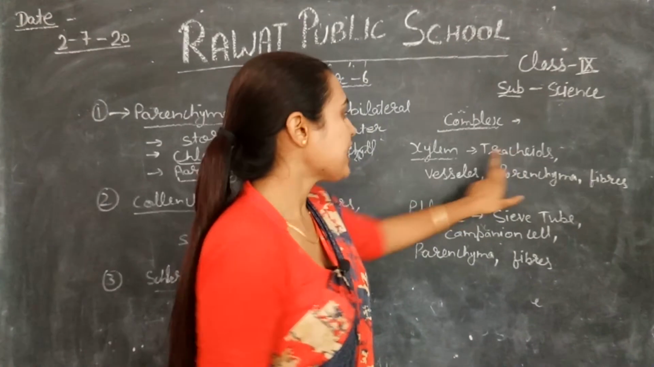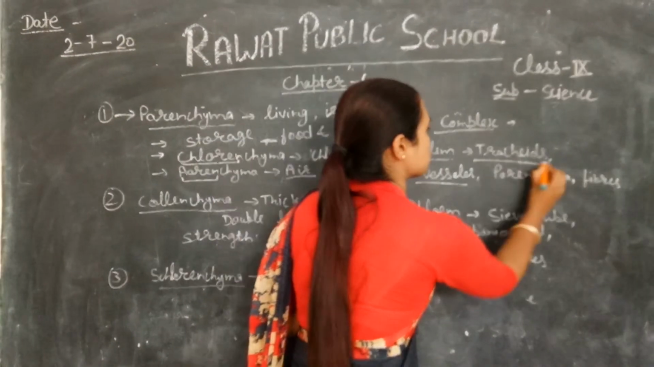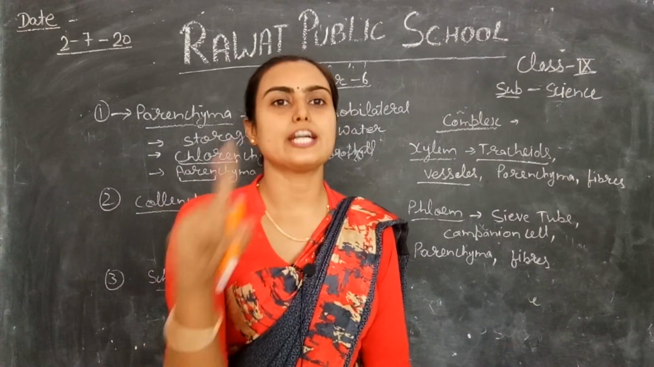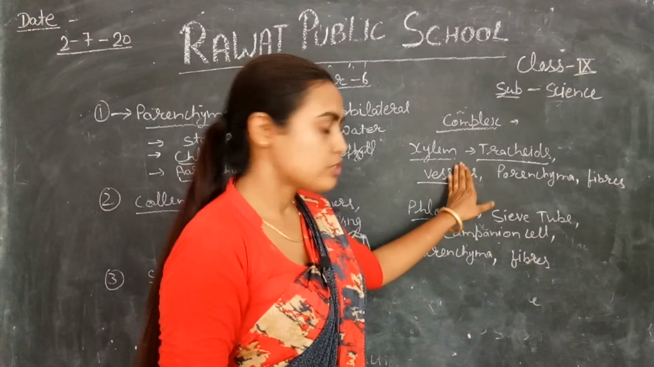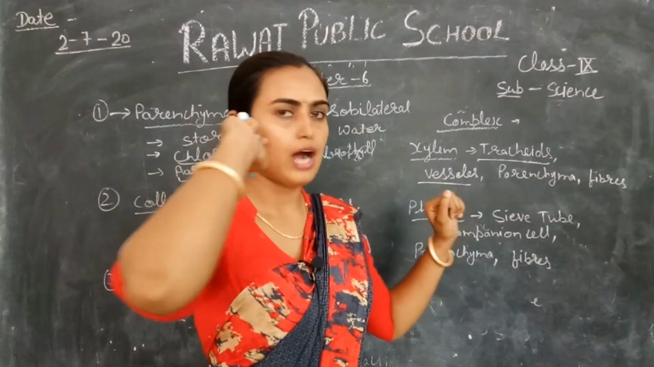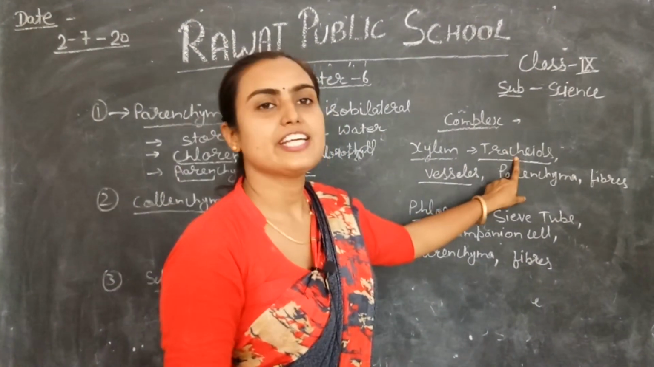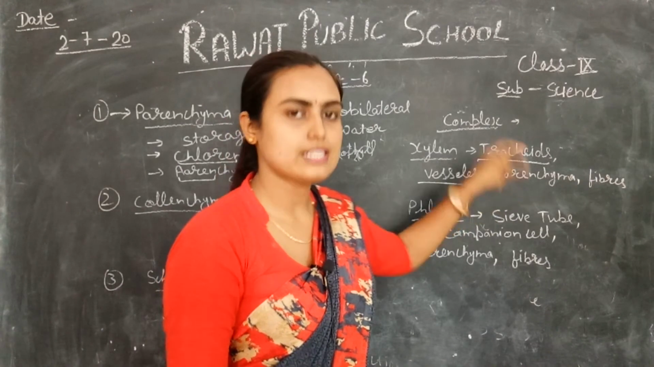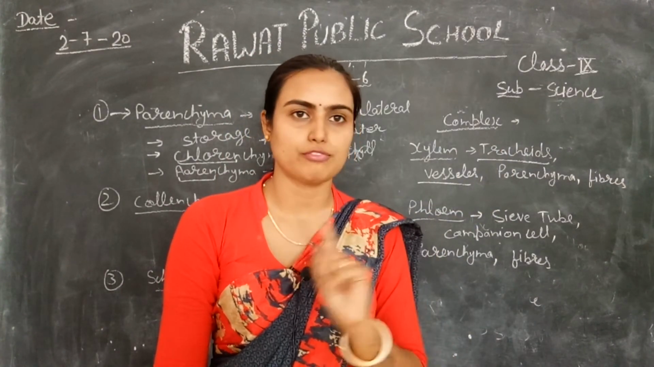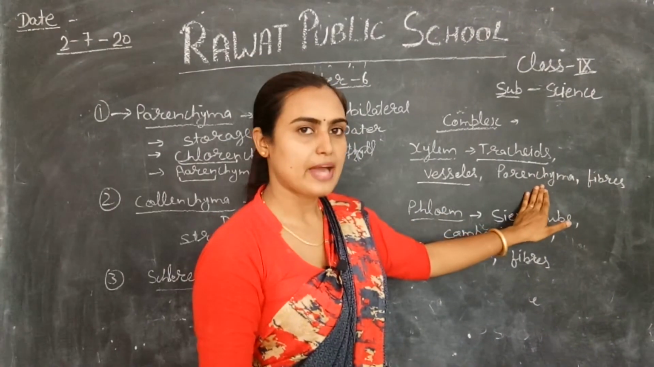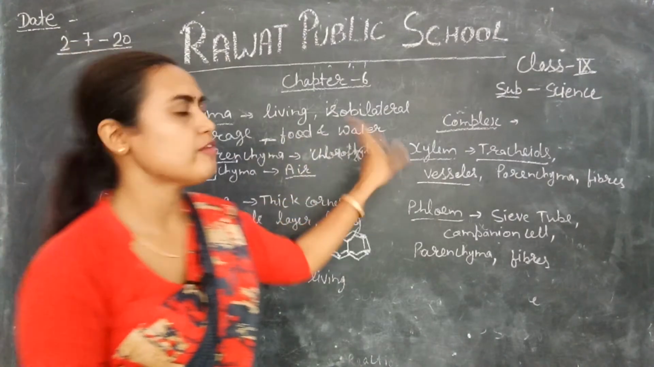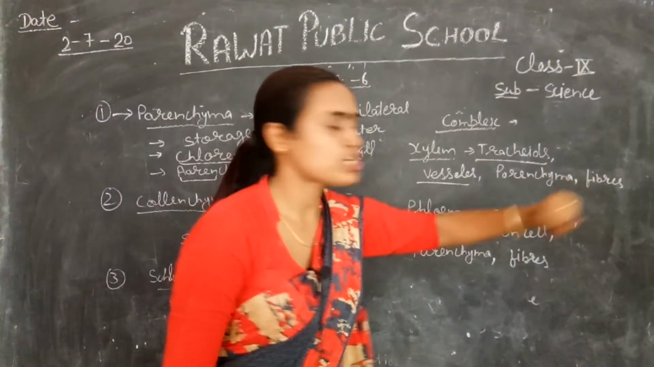Now tracheids and vessels, these two types of cells help in conduction of water. It means the water transported from the soil to the different parts of the plant is due to the tracheids and vessels. Tracheids and vessels are responsible for the conduction of water into the different parts of the plant. What is the function of parenchyma? Same as we discussed here. Parenchyma stores food and water. Right? What is the function of fiber?